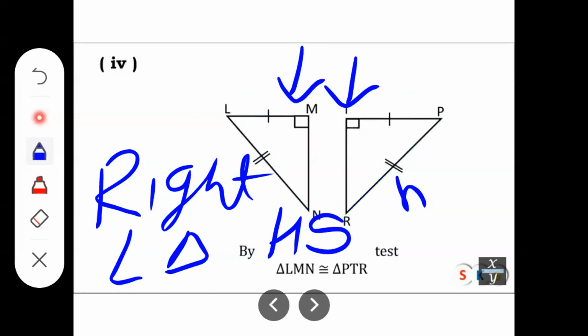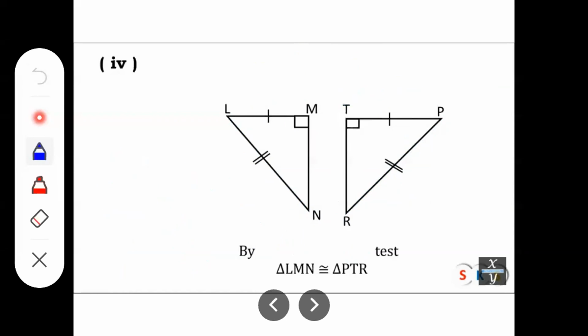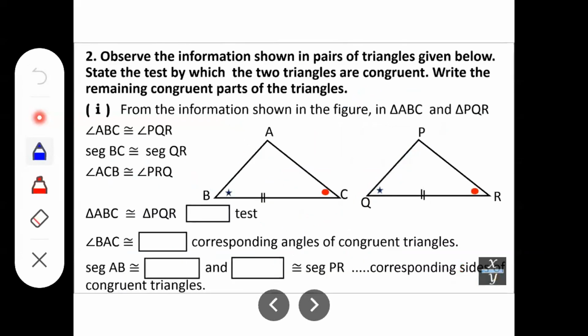Clear? Very easy to identify the test of congruency of those triangles. Now here, the type of example is a little bit different. We have to write the test of congruency for those two given triangles, as well as write the corresponding angles of the congruent triangles and the corresponding sides also. The facts are given here. We have to identify the test. And those are already marked with similar markings.